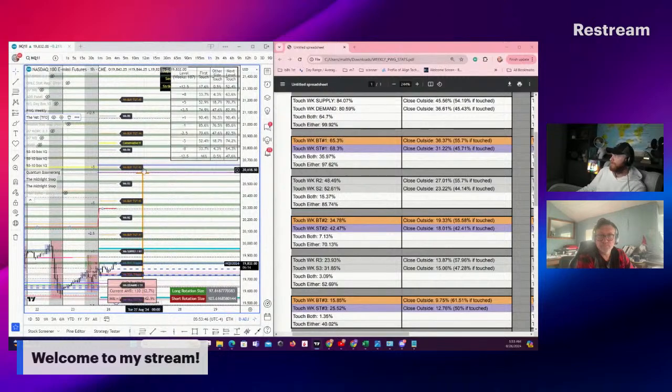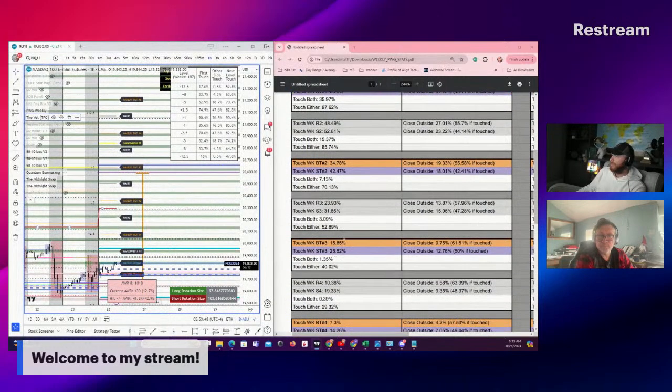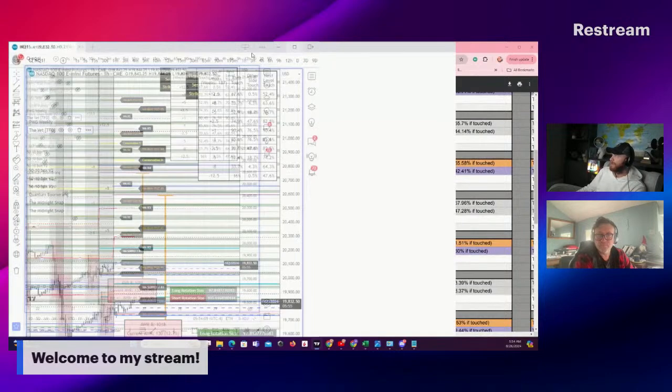And then we see that buy target 1 has a 15, buy target 3, no, buy target 3 right here, and weekly 3. So weekly 3 has a 31% probability of being touched, and buy target 3 has a 15% probability of being touched, right?